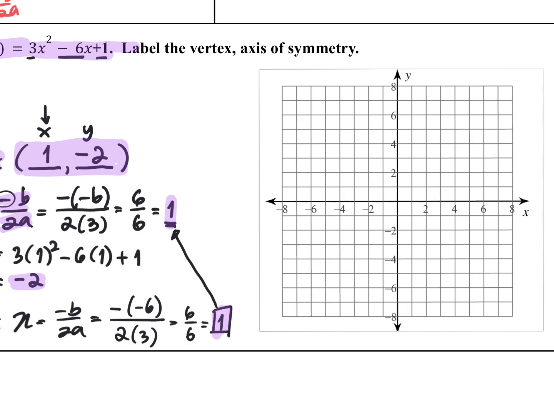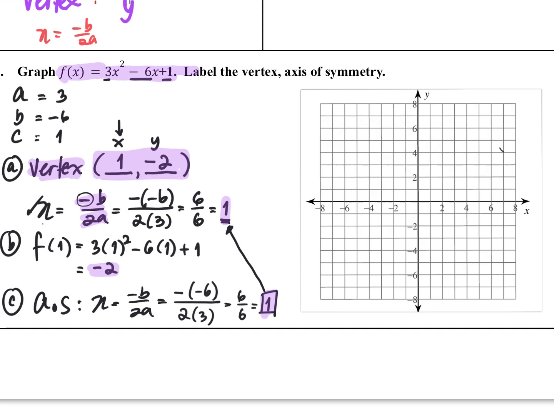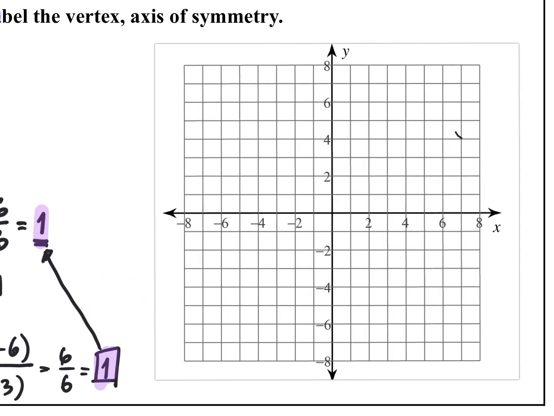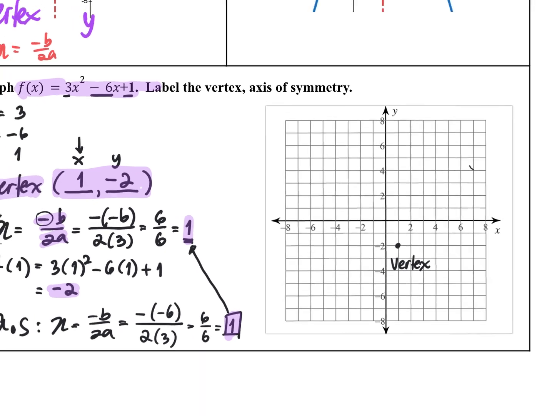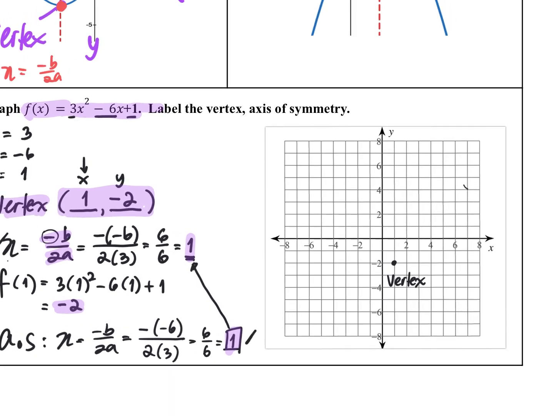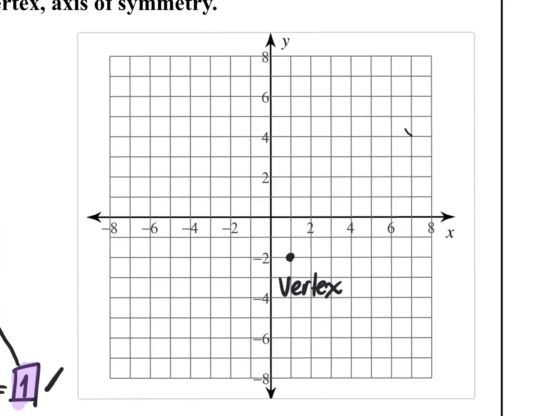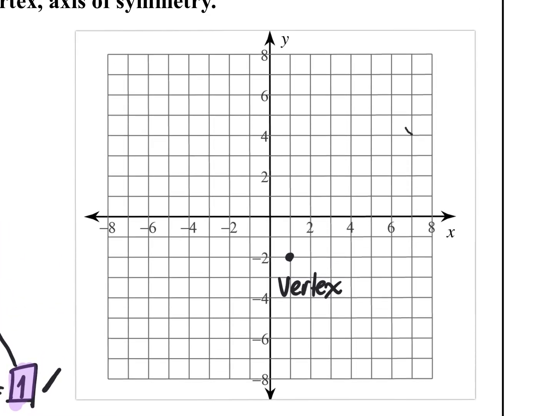Okay, so let's graph our important parts in here. First is the vertex. Vertex is 1, negative 2. This is your 1, negative 2 here. So this is going to be your vertex. And also we said that our line of axis of symmetry is going to be on 1. So we're going to just use a different color here. Okay, so this is going to be our axis of symmetry. It's going to be a red broken line.